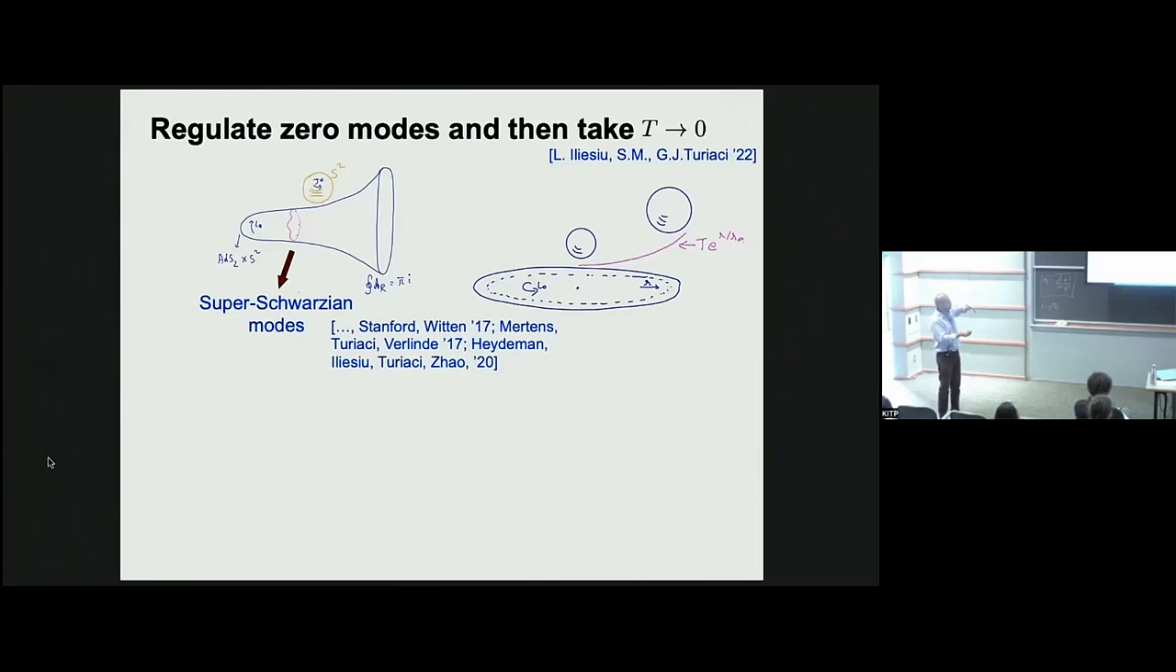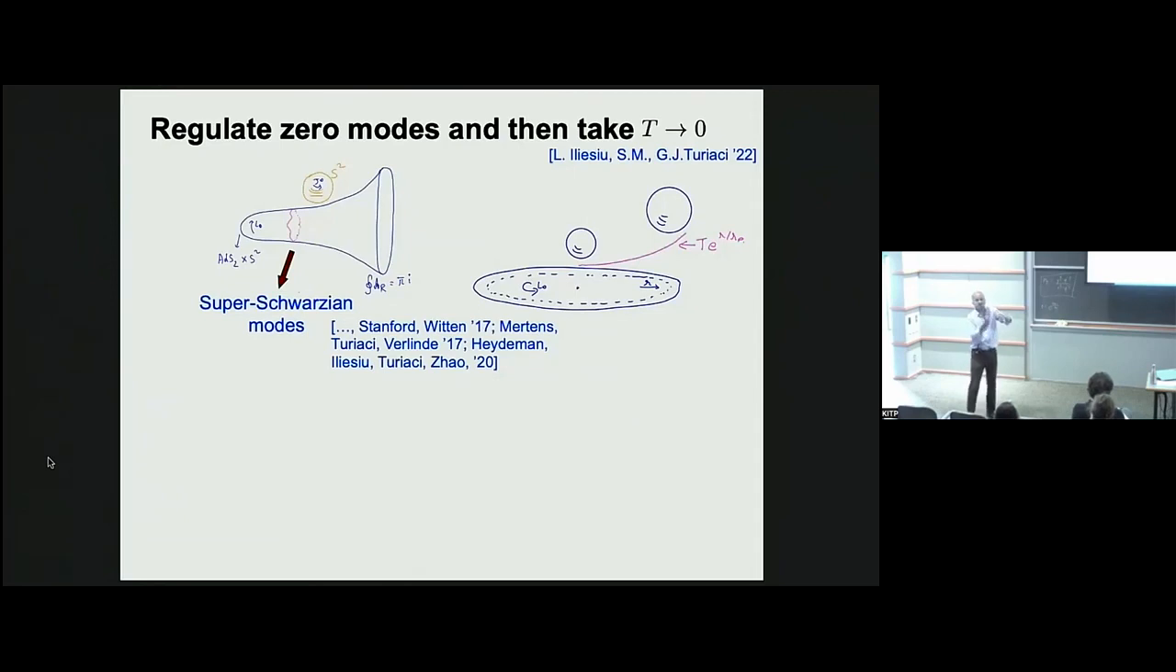So what the T does is to regulate the zero modes. It gives them a small mass, yeah? And you can take this regulator and calculate the path integral, and then take the T goes to 0 limit. So we borrow these results. So there's a point of philosophy here.